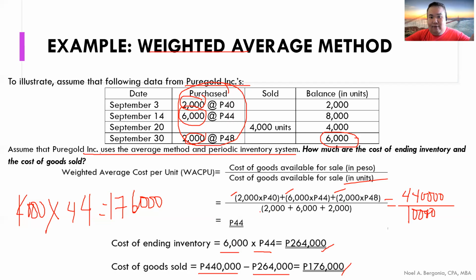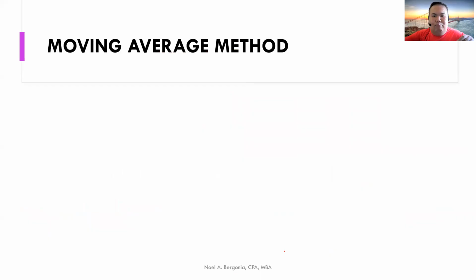Okay, so any questions or clarifications? Okay, none. So thank you very much. So we're done with the weighted average method, the average method applicable for the periodic inventory system. How about the average method applicable for perpetual?